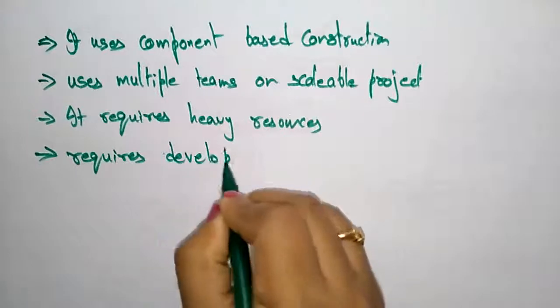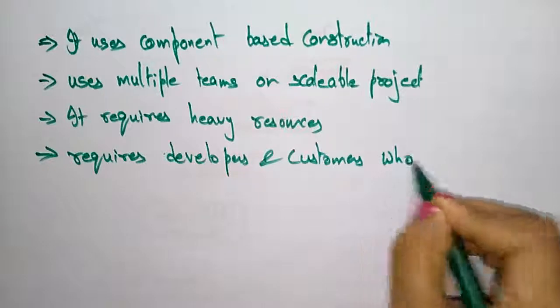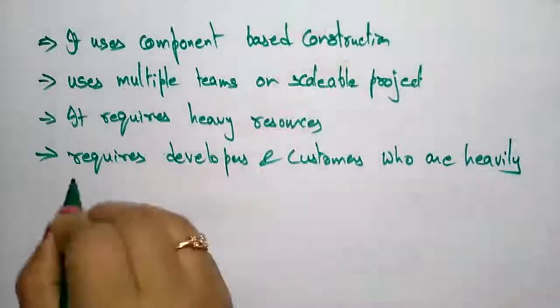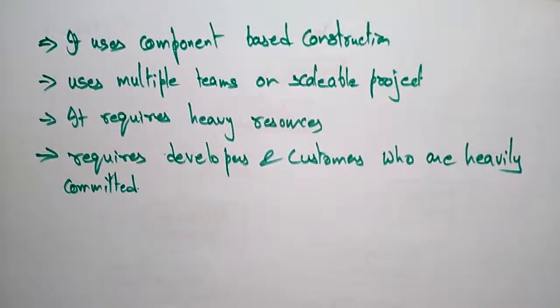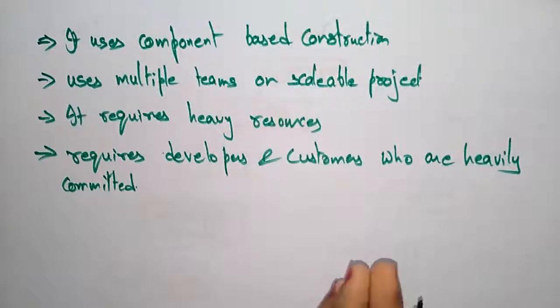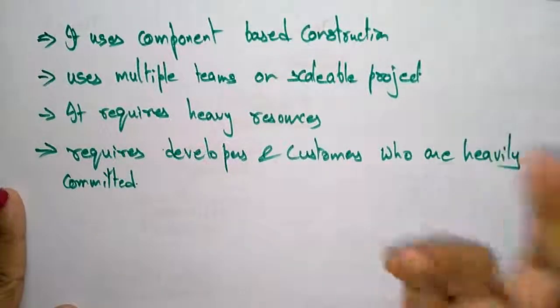Requires developers and customers who are heavily committed. What does it mean? It means you have a commitment between the customer and the developer. Suppose this developer is doing this project by using the RAD model, then he has to be committed to that project only, so that he can work full-fledged on that project and try to complete it within those days. So that person has to be dedicated to that project only. So requires developers and customers who are heavily committed.